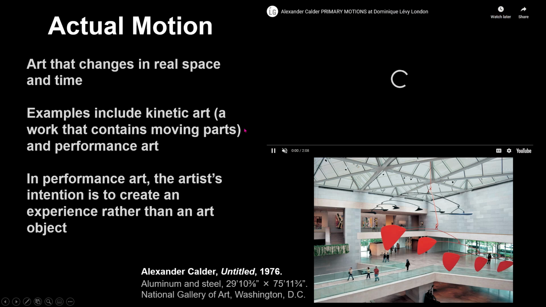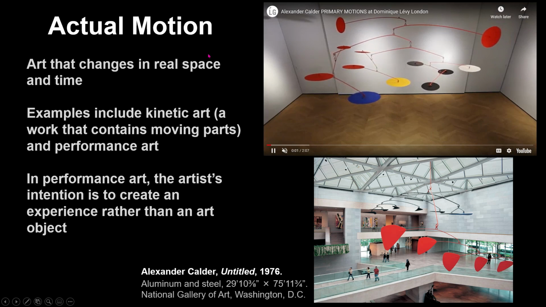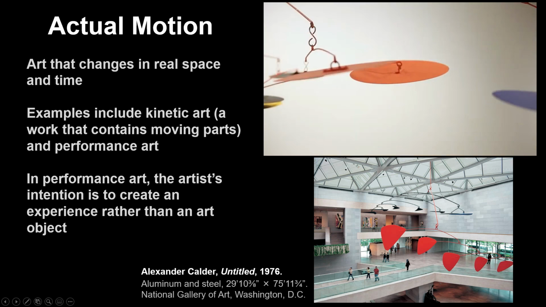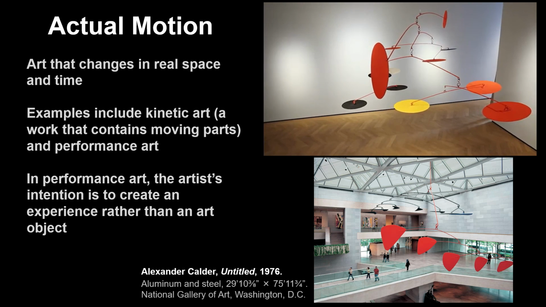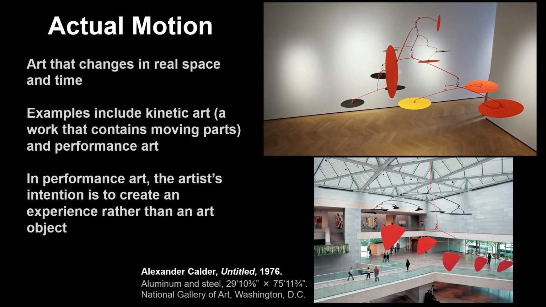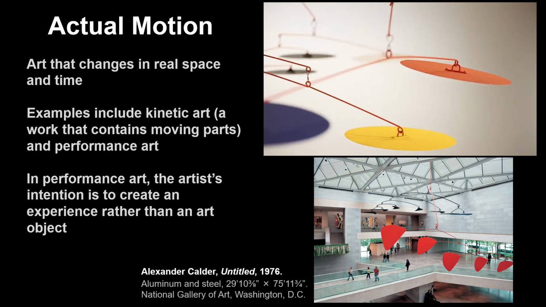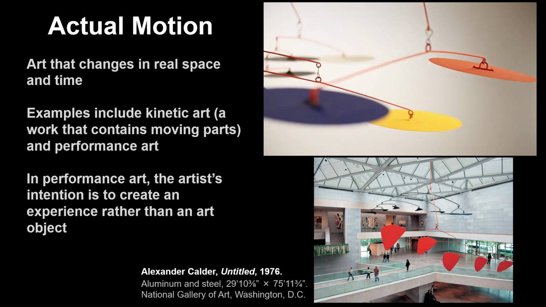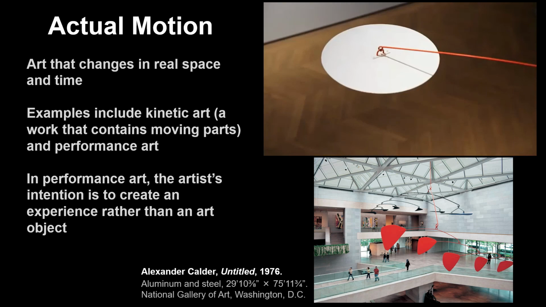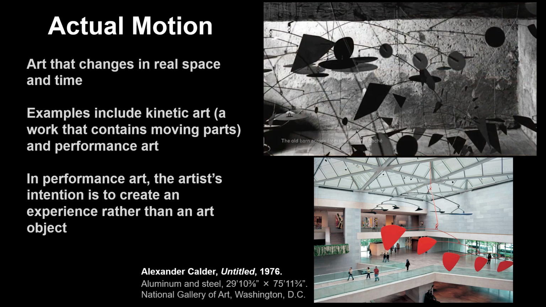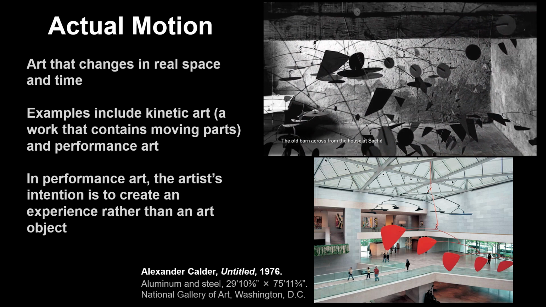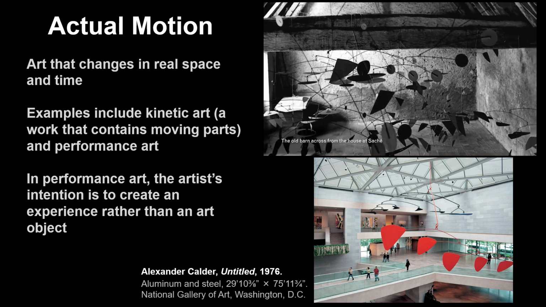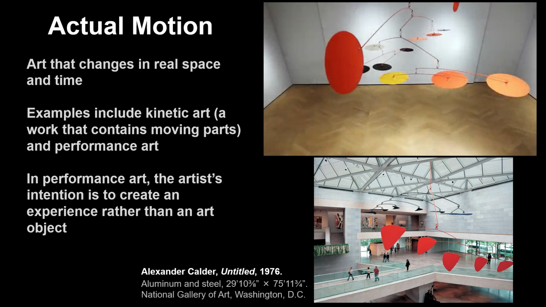This is a work by an artist named Alexander Calder, who created large works called mobiles. These mobiles were generally powered by wind, but some of them could be powered by engines or motors. But they actually move, right? And of course, then also in performance art, where people perform an action, you are actually seeing real-life motion too. So motion can be implied or it can be actual.